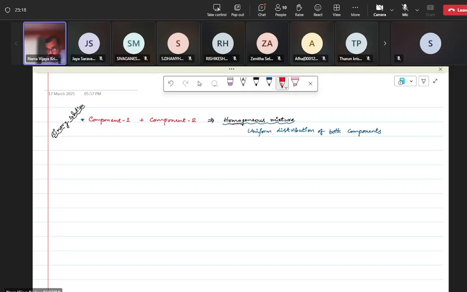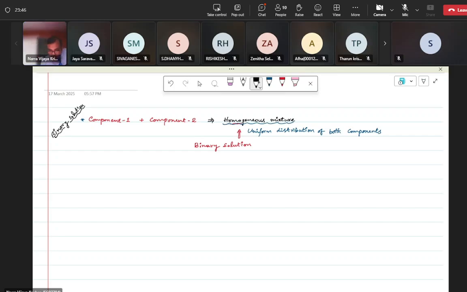Now, I can call this homogeneous mixture a solution, and I call this solution a binary solution. Will you understand why I call it a binary solution? Because I have mixed only 2 components. That homogeneous mixture is now called a binary solution.